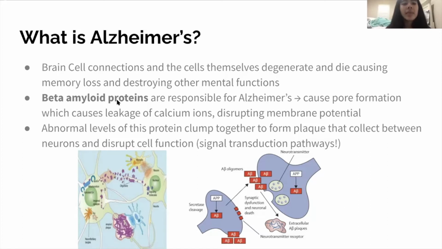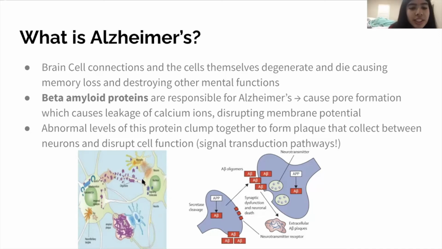So, beta amyloid proteins are mainly responsible for Alzheimer's because they cause pore formation, which causes leakage of calcium ions and disrupts membrane potential, affecting cell communication. So, abnormal levels of the beta amyloid proteins can clump together, which forms plaque that collects between neurons and disrupts cell function, affecting signal transduction pathways, which we learned about in our last unit of AP Bio.